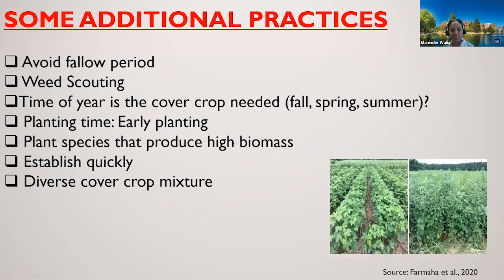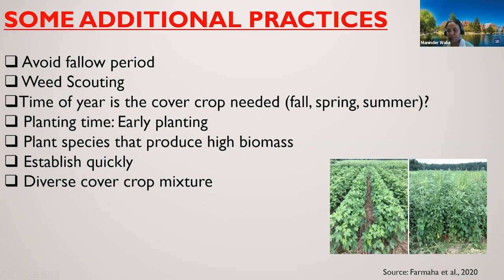Plant the cover crops early enough in the fall if the ground is bare, or as soon as possible after the harvest of the main crop. That will allow enough time for sufficient biomass production. And again, that will help to provide soil coverage and suppress the weeds. So early planting is a good target for that.